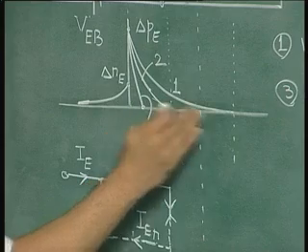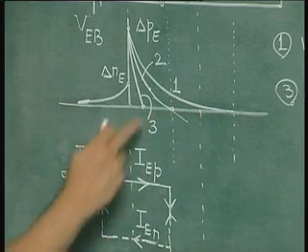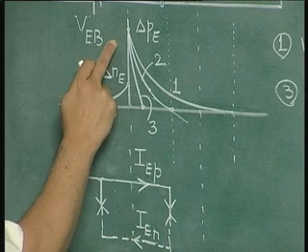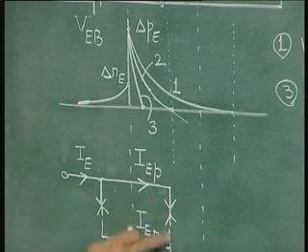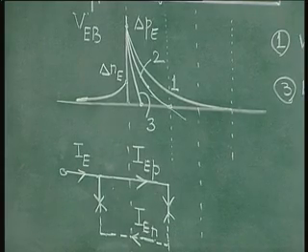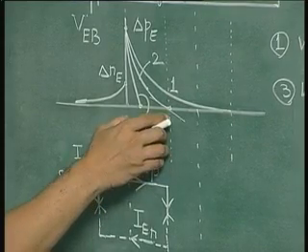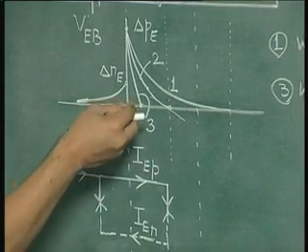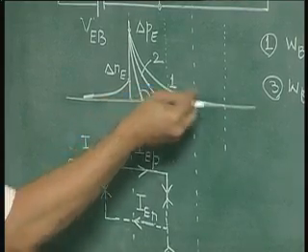So the slope has increased as compared to this case, which means that all the holes which have been injected from emitter to base are not recombining within the base. Some of these are reaching the collector. This is obvious because the base width is now small. In this region, all the holes which are injected are not able to recombine during the diffusion.